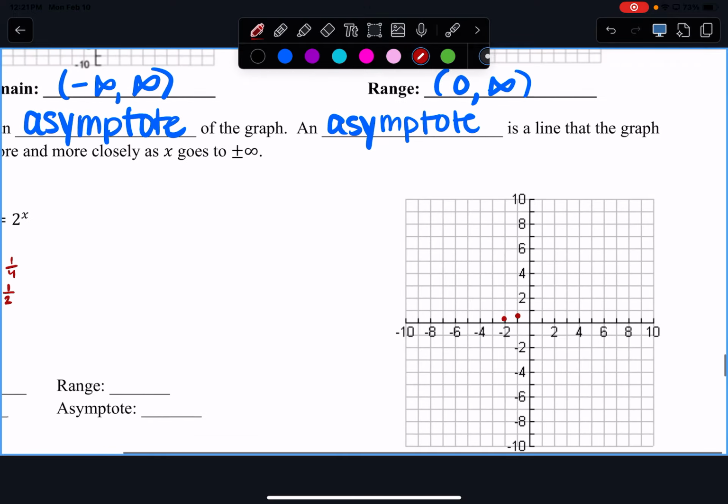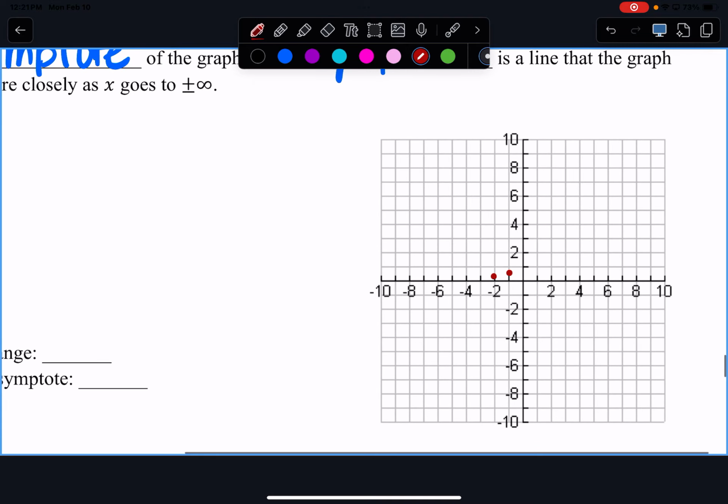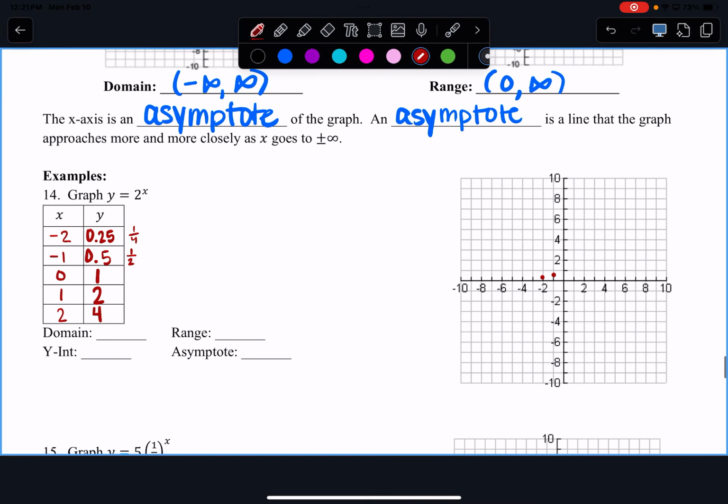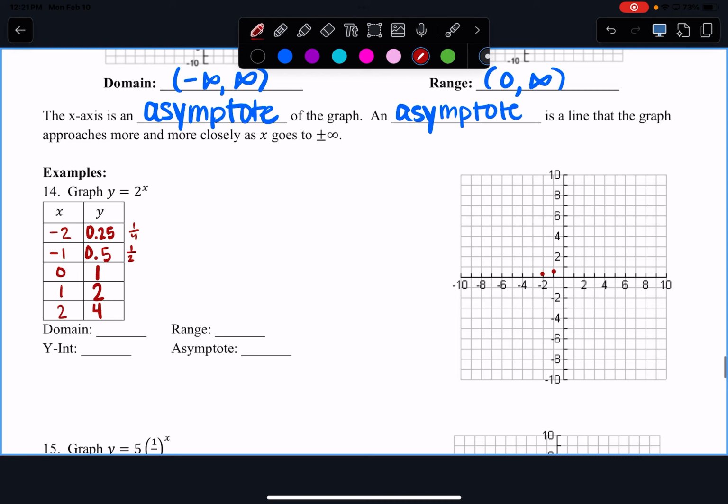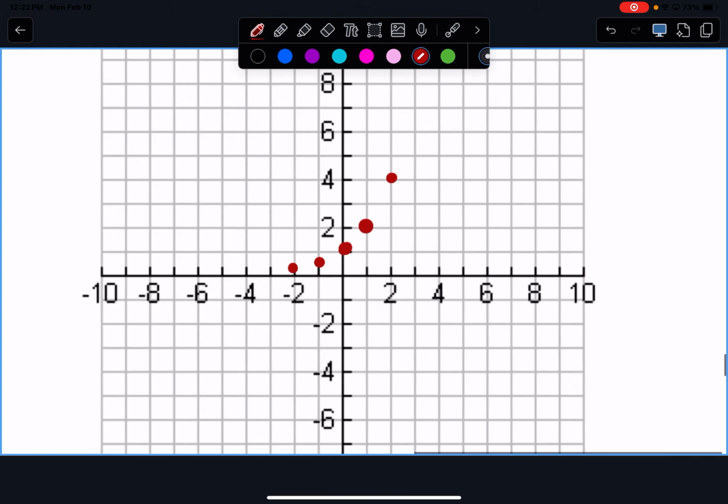Now, at 0, what do I need to put on the graph? What is the y value when x is 0? 1. Okay. What about when x is 1? Y is? Okay. When x is 2, y is 4. So we are going to sketch on here our graph.